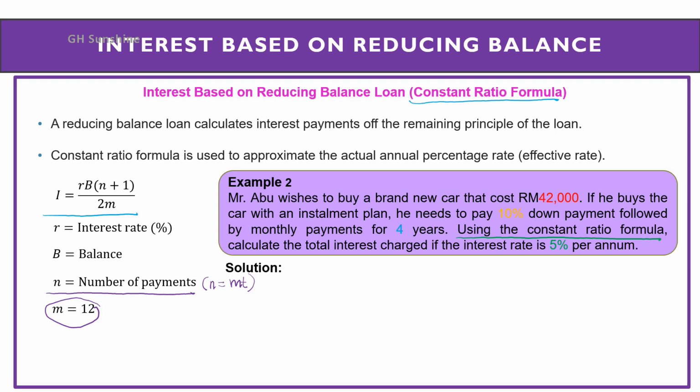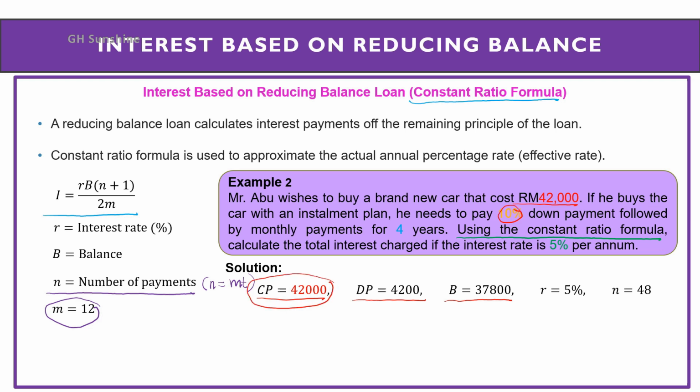How to solve this example? First, list all the information given. Cash price equals 42,000. Next, calculate the down payment based on 10%. So 10% times 42,000 equals 4,200. Here is the balance, which means the difference between cash price and down payment.